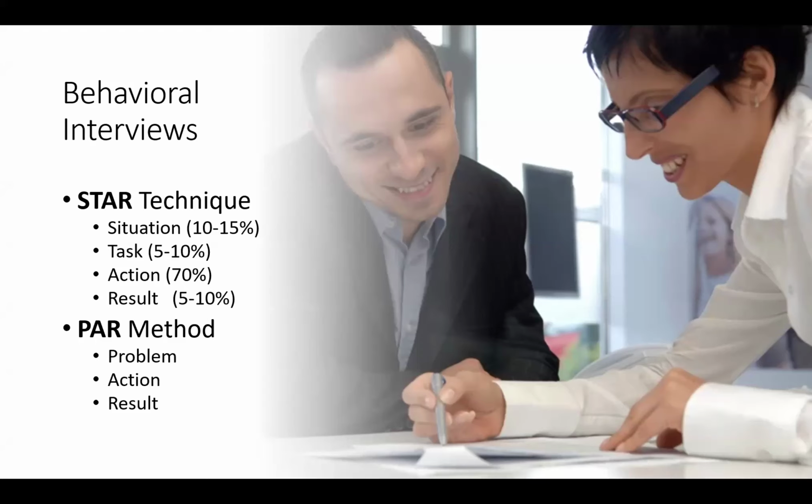So in the STAR technique, situation, task, action, result. Briefly describe the situation that you were in, the task that you had to accomplish, the actions that you specifically took, and don't forget about the result or the outcome of your actions. That's actually the most important part, and a lot of people leave that off or forget about it.